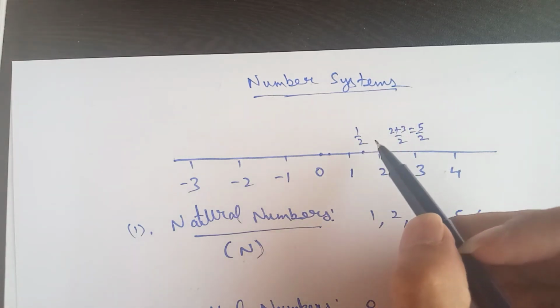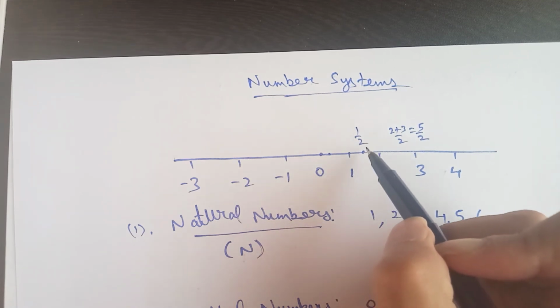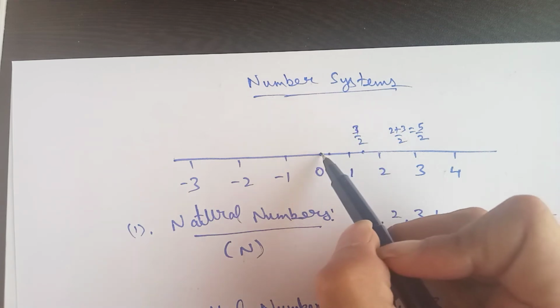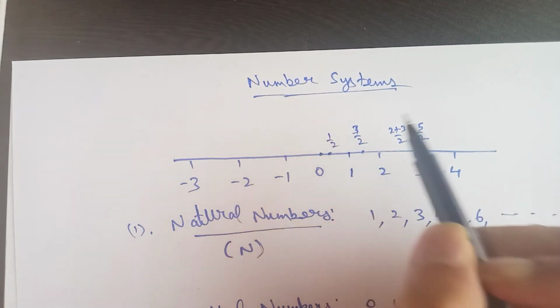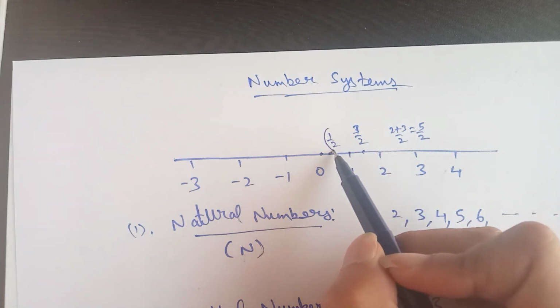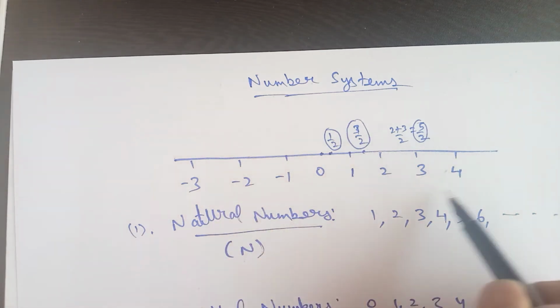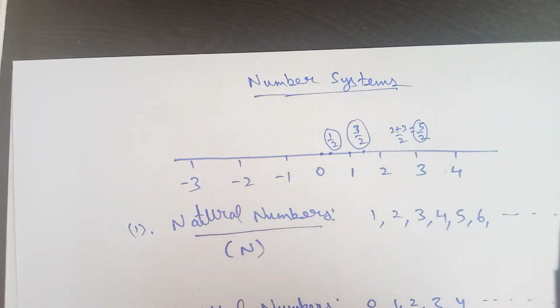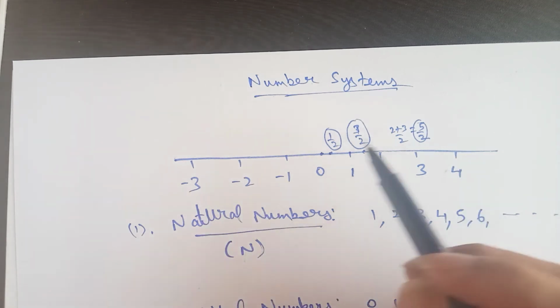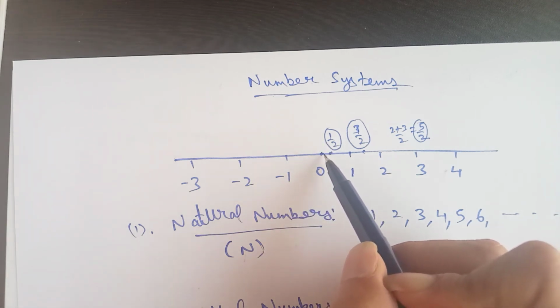5 by 2. Sorry, this is not 1 by 2. The number between 1 and 2 will be (1 plus 2) by 2, that is 3 by 2, and between 0 and 1 it will be 1 by 2. So all these numbers are rational numbers, 1 by 2, 3 by 2, 5 by 2, and of course these also. Are there any other numbers left that we haven't included here? I'm just saying that all these numbers are rational numbers, but can there be any other number which I haven't written here?